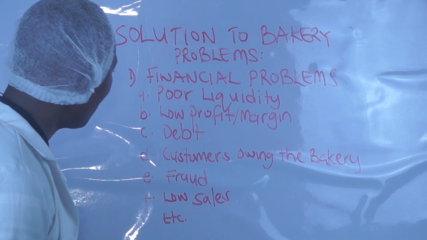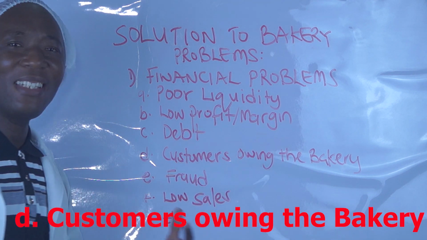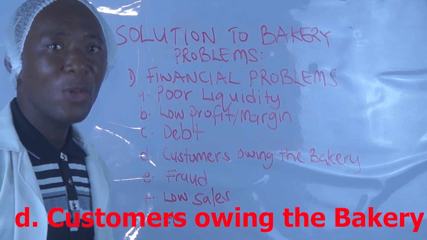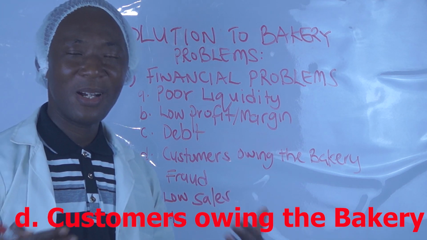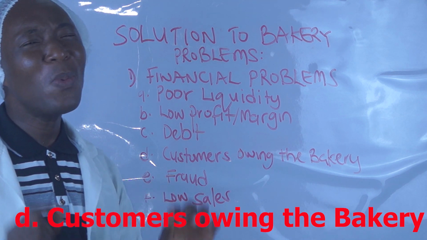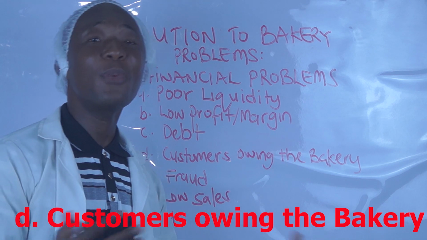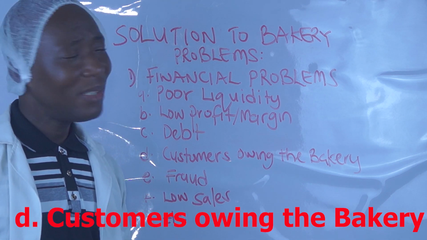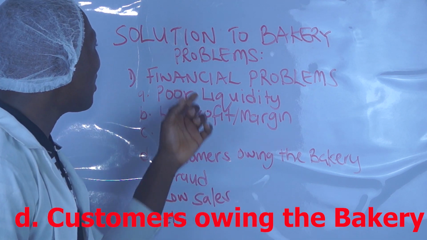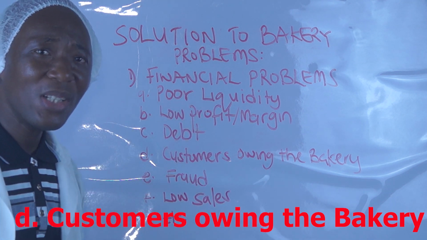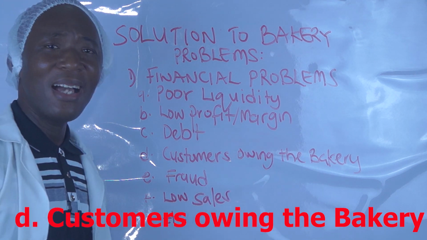The next thing we're talking about is customers owing the bakery, or customers in terms of the dealers. If you are doing wholesale and you have dealers that are coming and you have distributors that are coming and they are owing you, the number one thing to do is try as much as possible to make them pay before taking your product. Make them pay before taking the product, because that is the key thing, and we spoke about it in poor liquidity. You should ensure that your customers, the dealers, the distributors, pay into your account and then pick the product.